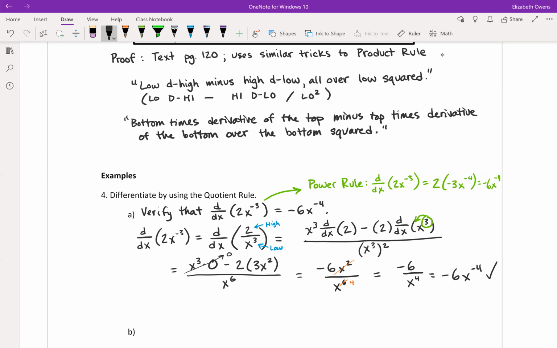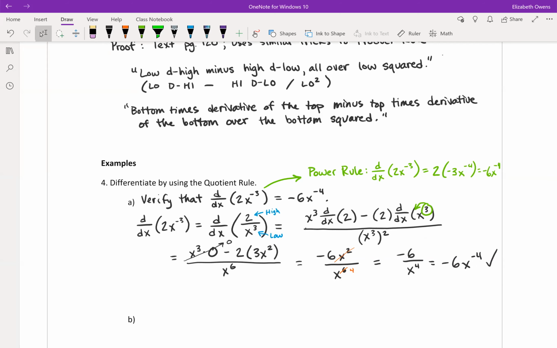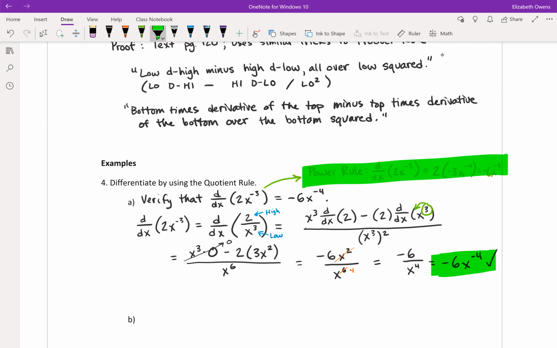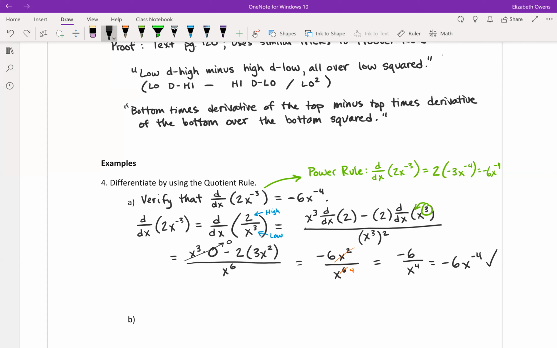But this also makes the point that even though you can do this with the quotient rule, you might not want to. The answer turned out the same, but I would say the power rule was significantly faster and easier here. So you can use multiple rules to verify a derivative or just to take a derivative if you want. You can do this either way, seriously. But I'd say yes, faster with the power rule. So let's make a note of that. Faster with power rule, for sure.